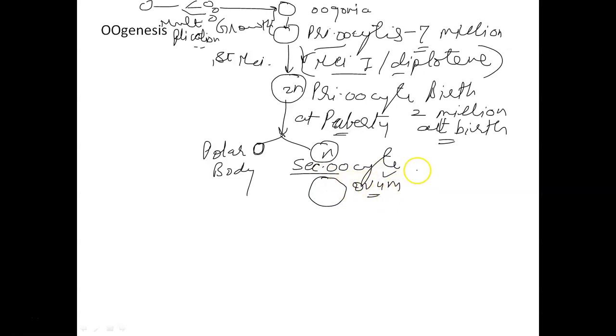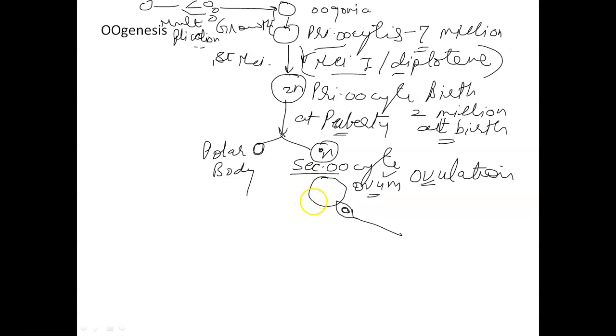The secondary oocyte, or ovum, is released from the ovary. This process is ovulation. Then, just before fertilization, sperms come to the oviduct where the egg has reached, for fertilization. Just before the fertilization, the sperm nucleus and the egg nucleus will undergo division. The nucleus of the primary oocyte will undergo division, and it will form two cells.